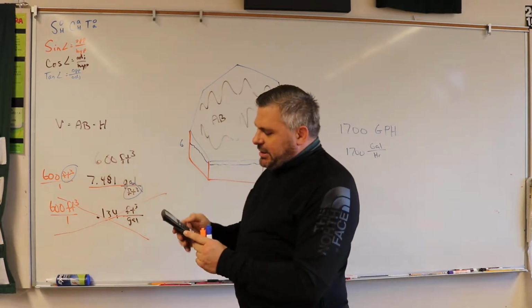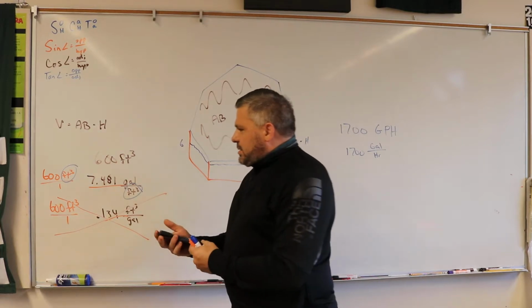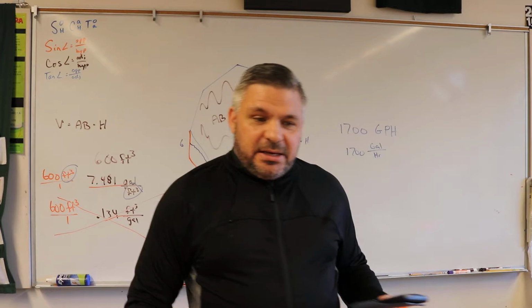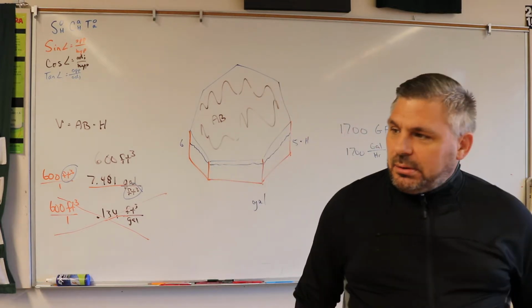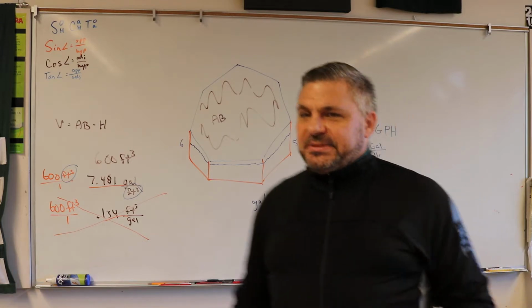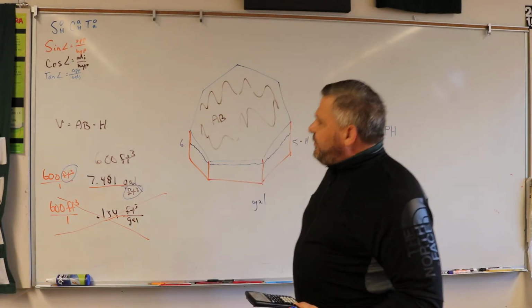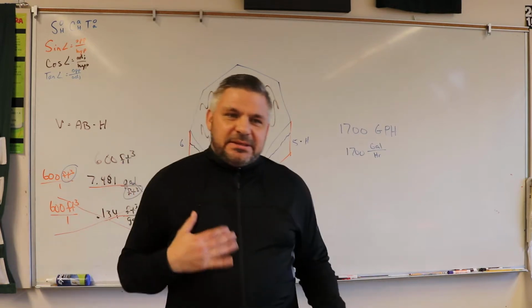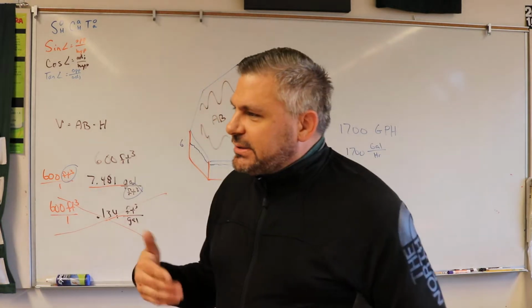So then I just take my trusty dusty calculator and I say, compute 600 times 7.481.